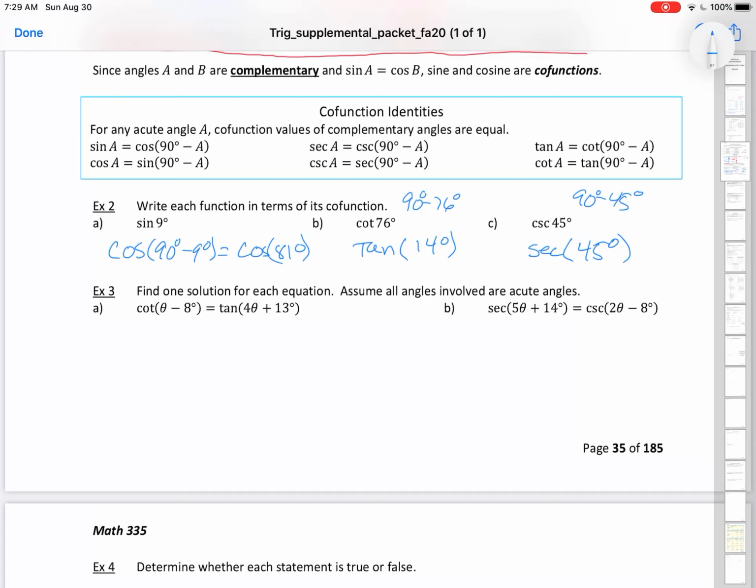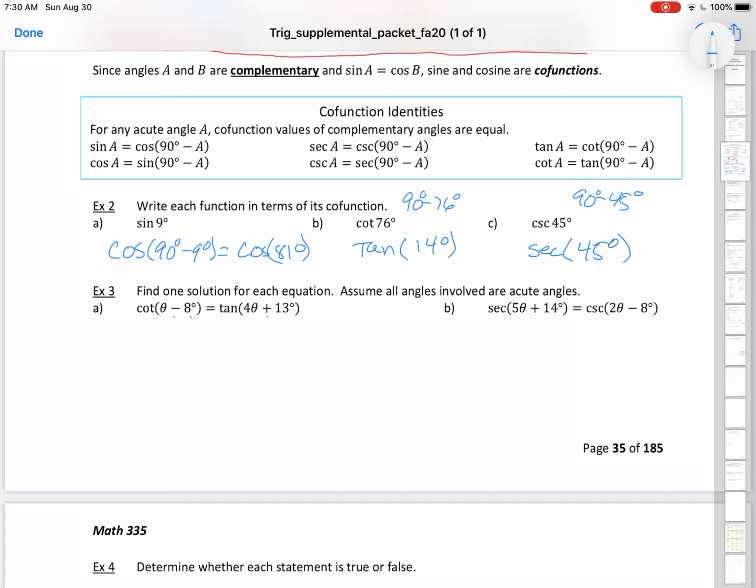So if you've chosen a major that will totally respect the fact that you have chosen it, and therefore assume that you are really, really good with your algebra. So be careful. As we look at this, the cotangent of theta minus 8 degrees equals tangent of 4 theta plus 13 degrees. We got a little bit of a problem. And the problem is that I don't have the exact same trig function working. And so we got to change one.